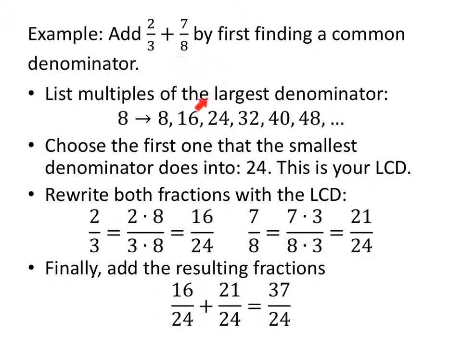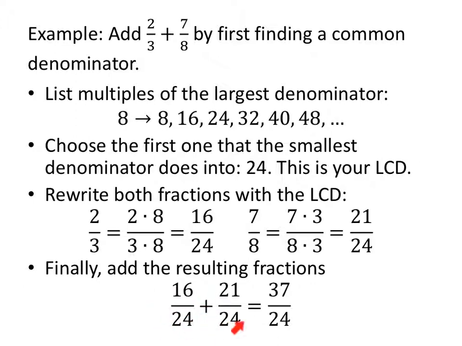I'm going to look at my second fraction, 7/8. I want to rewrite it with the common denominator of 24. So I know that 8 times 3 is 24, so I have to multiply the numerator by 3 as well. 7 times 3 is 21. I've now rewritten 2/3 plus 7/8 with a common denominator of 24. That is now 16/24 plus 21/24.